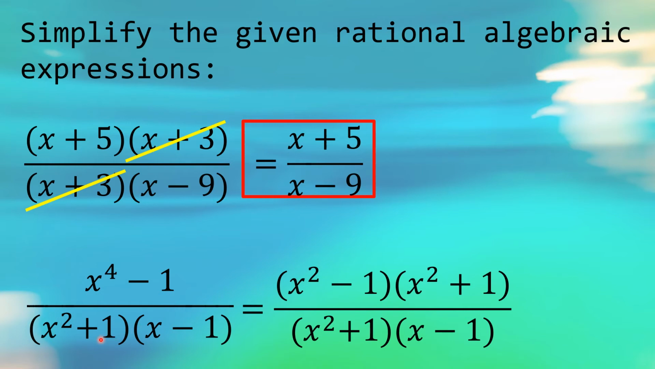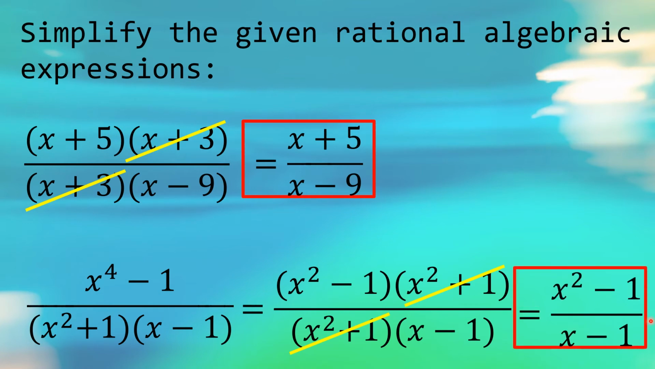Ngayon, kinopya lang natin yung denominator, (x squared + 1)(x − 1). Meron na tayong nakikitang magkapares sa numerator at denominator. So, i-cancel na natin ang x squared + 1 ng numerator at ng denominator. So, the final answer is (x squared − 1) over (x − 1). Hindi natin kayang i-cancel ang x squared − 1 at x − 1 dahil magkaiba sila ng exponent. And that is the answer.